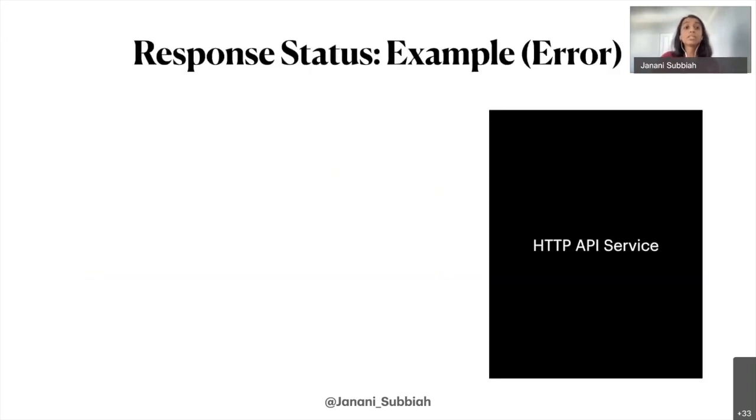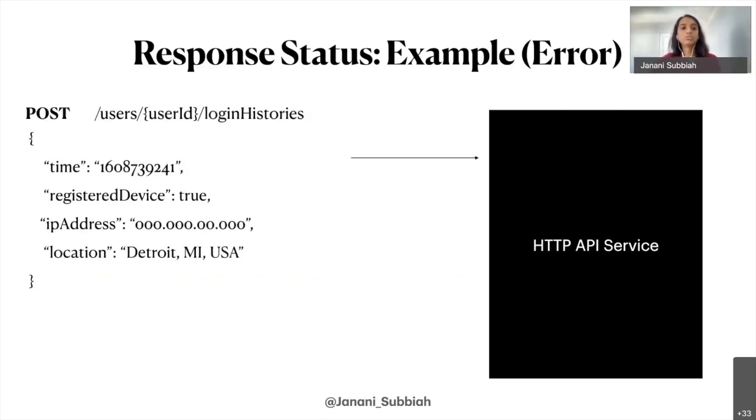So if we were to look at some examples for response statuses, and the error ones in particular, say a user is trying to create a new login history resource and they don't pass in the device field, which we have identified as a required field, they should be seeing a 400, which stands for bad request, and it indicates that something in the request body was incorrect.